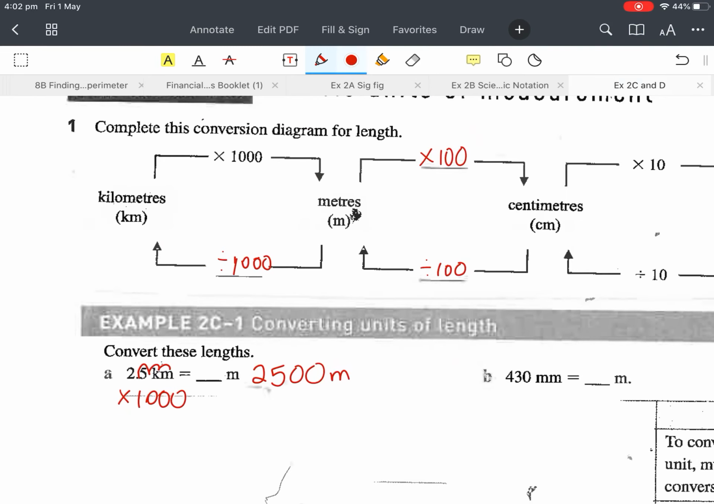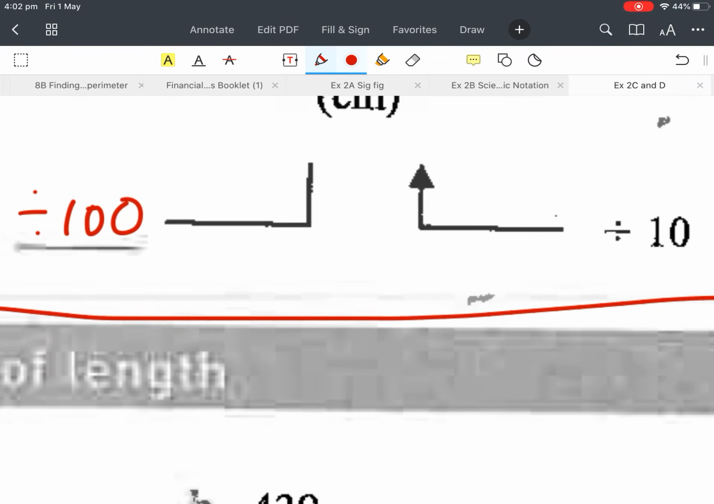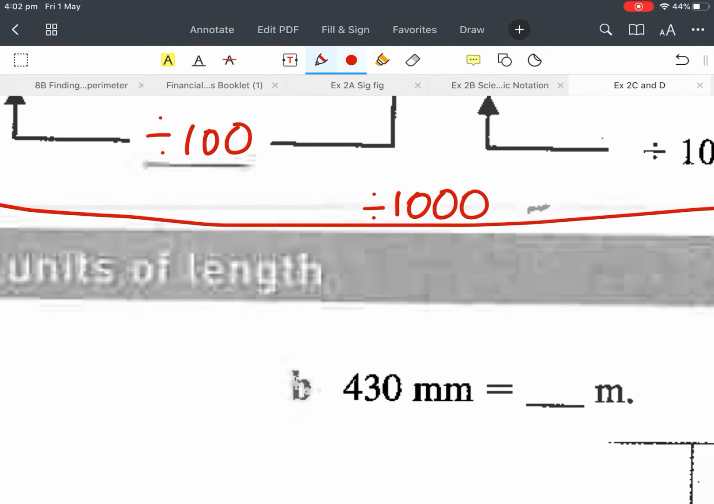All right, next one, 430 millimetres to metres. Start at the millimetres, go to the metres. That means we're doing 2 lots. Now, if you want, you can just do one big jump from millimetres to metres. Hopefully you know this one already. So that means we have to put 10 and 100 together. Multiply 10 by 100, you get 1,000. All right, so on this one down here, we're just going to divide by 1,000.